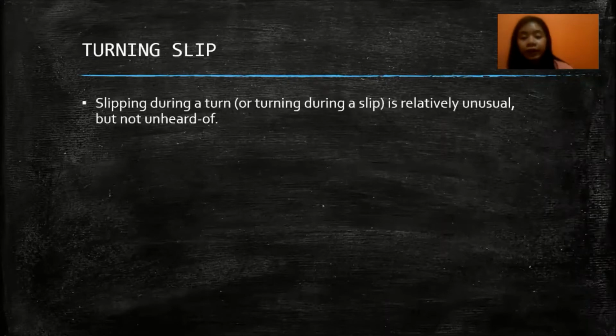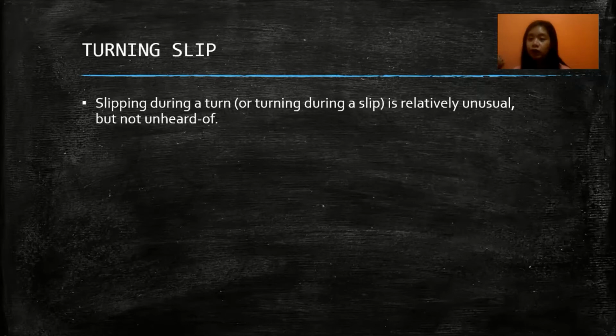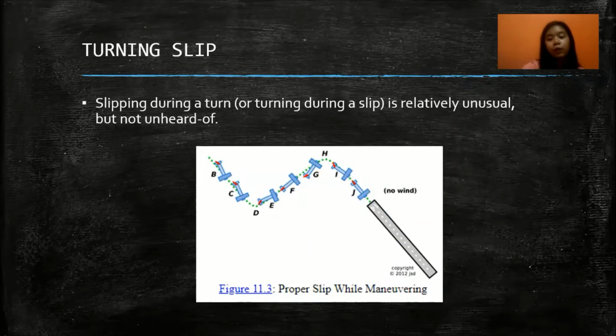Next is turning slip. So, turning slip is slipping during a turn or turning during a slip, is relatively unusual but not unheard of. So, very unusual to nangyayari kasi mostly kapag nag-turn ang airplane, mostly sa skid yun nangyayari. And eto, very unusual siyang nangyari kasi most of the slips naman ay nagiging successful. Pero possible siyang mangyari. So parang ganito yon. Proper slip while maneuvering.